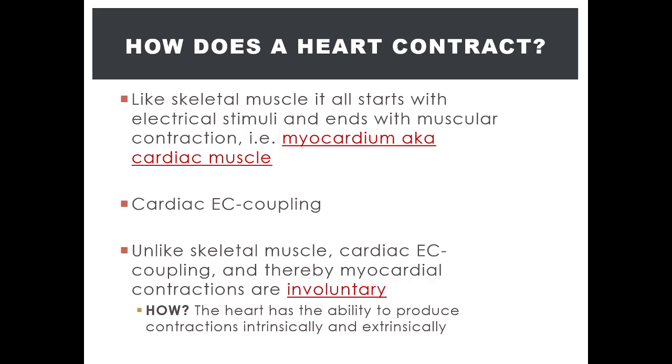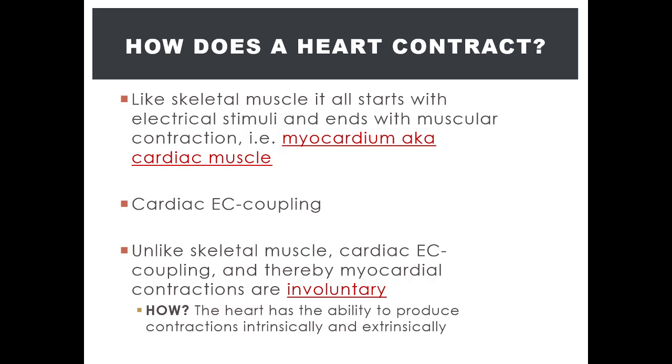The major difference is that cardiac EC coupling and therefore the heartbeat is involuntary, while skeletal muscle contractions are voluntary. So how is it that the heart can contract involuntarily, meaning without you having to consciously contract it? It is because the heart has the ability to produce contractions intrinsically and extrinsically. In other words, the heart has the ability to generate an electrical stimulus and contract by itself without the need of any extrinsic or external stimulus.